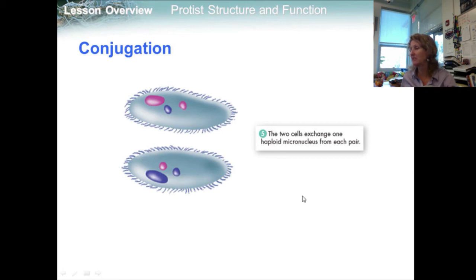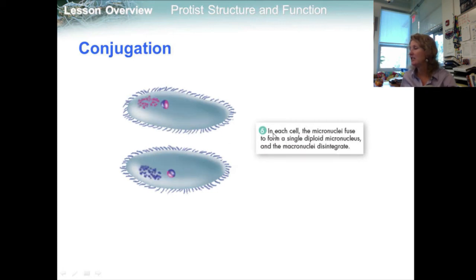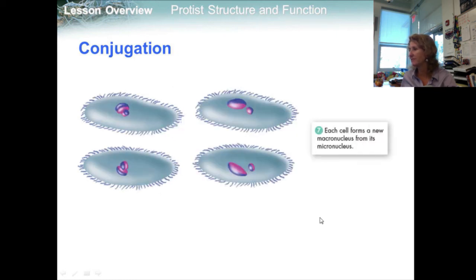The 2 cells exchange 1 haploid micronucleus from each pair. In each cell, the micronuclei fuse to form a single diploid micronucleus, and the macronuclei then disintegrate. These fuse together and that disintegrates. Each cell forms a new macronucleus from its micronucleus then. And that is what you have for conjugation.